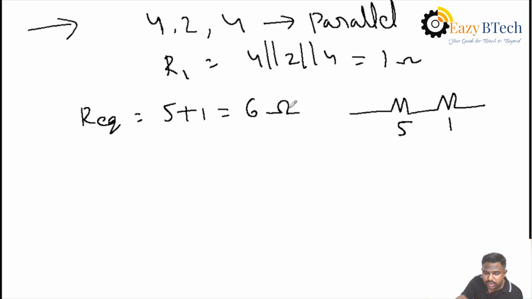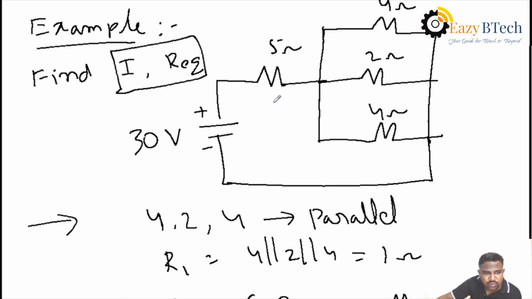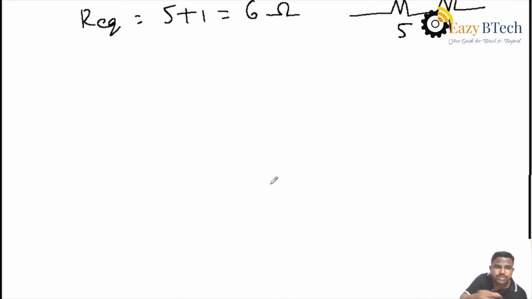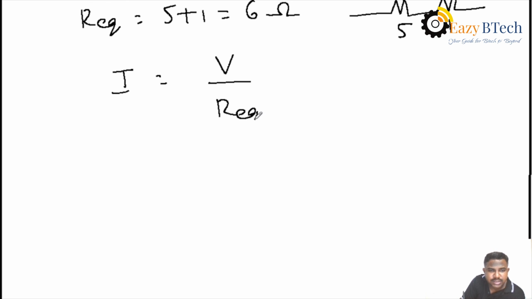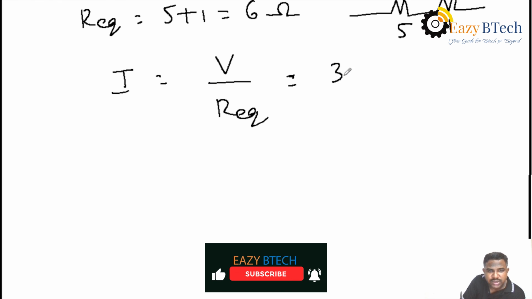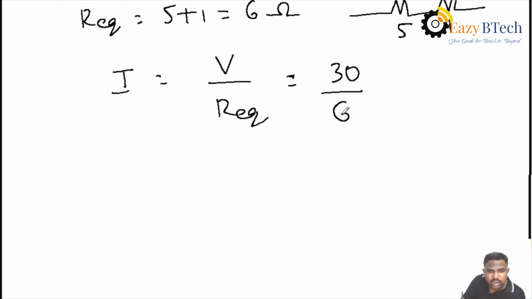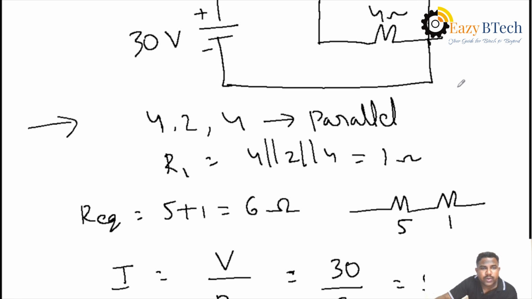In the given problem, the total voltage we know is 30 volts and the total resistance we found is 6 ohms. From that, we have to find the total current, that is I equal to V by R according to Ohm's law. That is I equal to total voltage by total resistance, R equivalent. The total voltage given is 30, and the R value is 6, so that is 30 by 6. We get the total current in the circuit as 5 amperes. In this way, we find our required response.